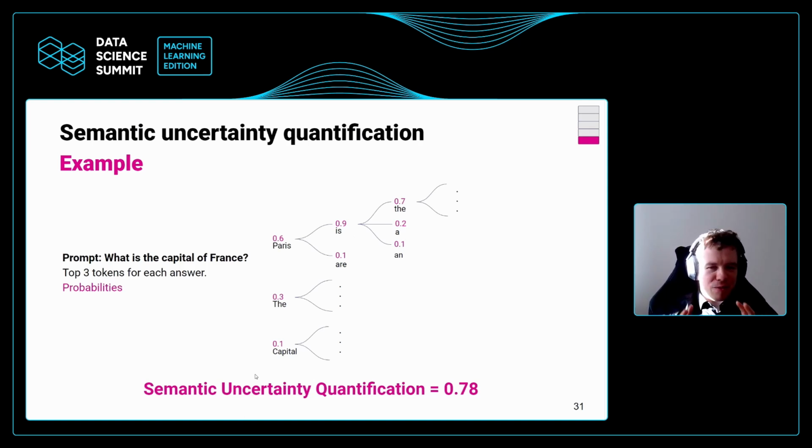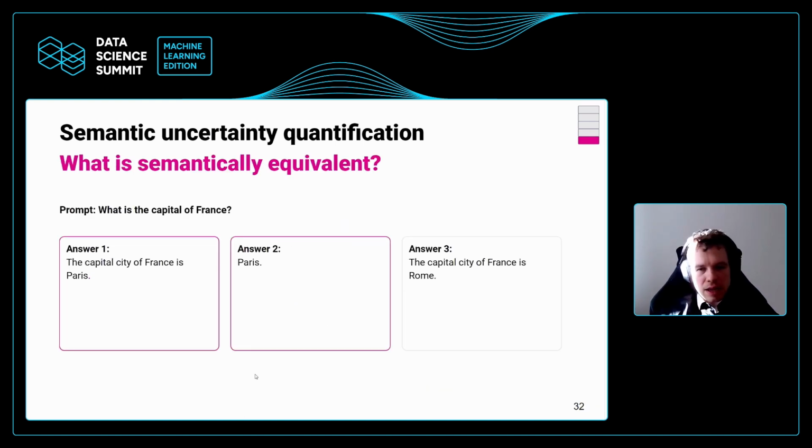And the reason we want to look at this entire tree comes from this example. So we have a prompt, what is the capital of France? And now we get three answers. The first answer is "The capital city of France is Paris." This is one answer that could be generated. The second answer is just simply "Paris." It's a very concise answer. The third answer is "The capital city of France is Rome," which is obviously incorrect. So the first two answers are correct.